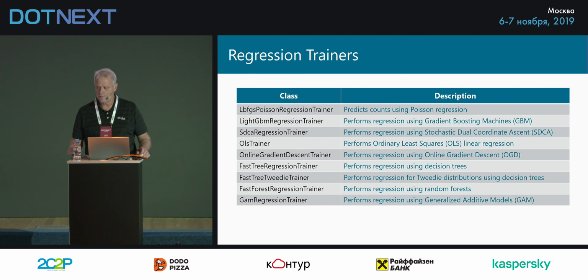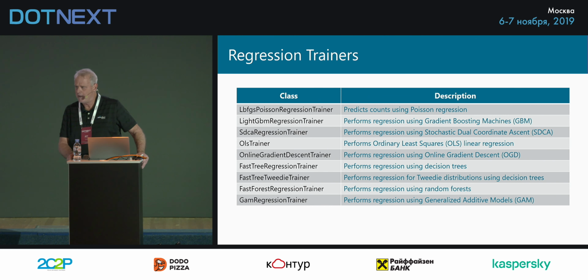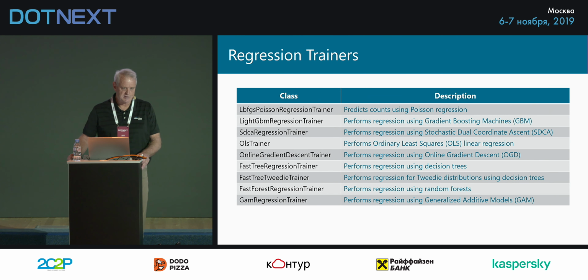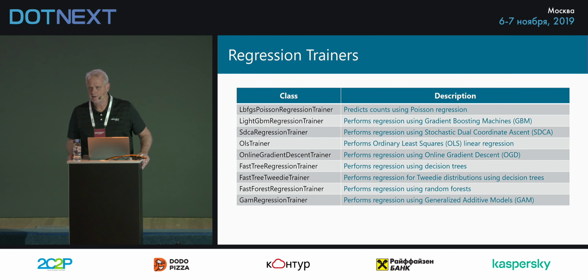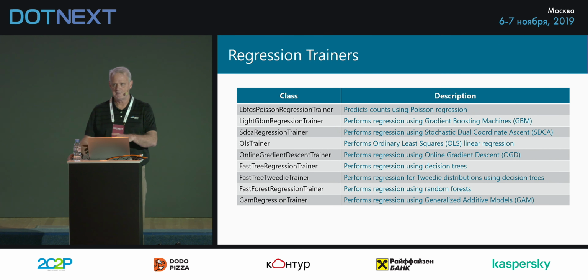Now, some of these may look familiar to you. For example, OLS stands for ordinary least squares. It is the simplest and most fundamental type of regression. When you take a class on machine learning, they always start with simple linear regression using ordinary least squares. If that's the algorithm you want to use to train this model, it's right there. But there are other much more sophisticated algorithms as well.